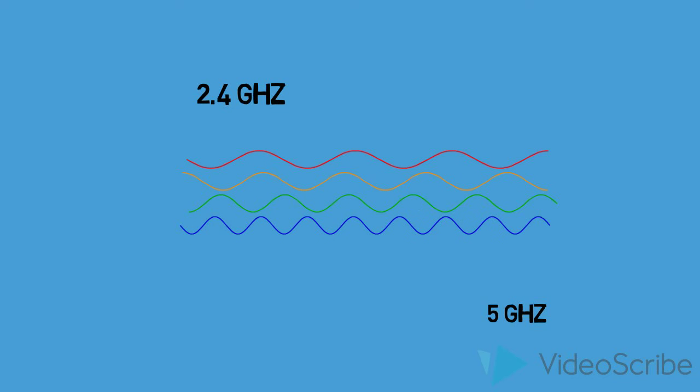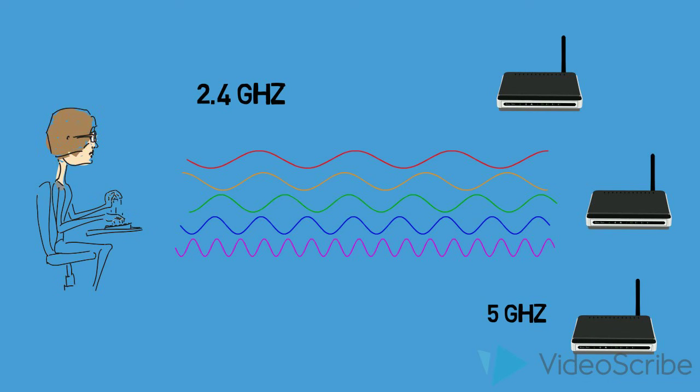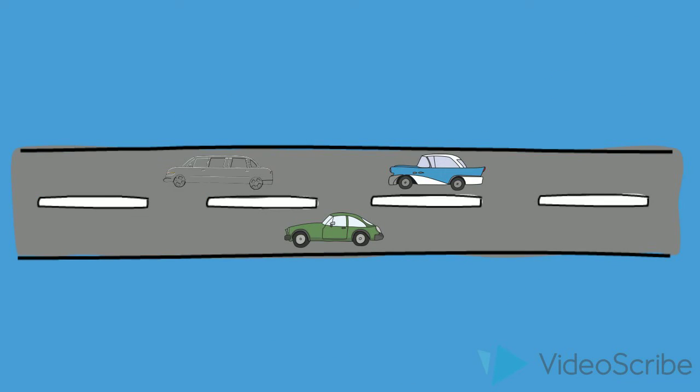Whether you're in the 2.4 range or in the 5 GHz range, there will be a set of channels your router will communicate on. These channels are slightly different frequencies from one another, and they allow multiple routers to communicate in the same area without causing a lot of traffic. Just picture yourself driving on the freeway. If there was only one lane, it would cause a traffic jam, but with multiple lanes, traffic flows smoothly.